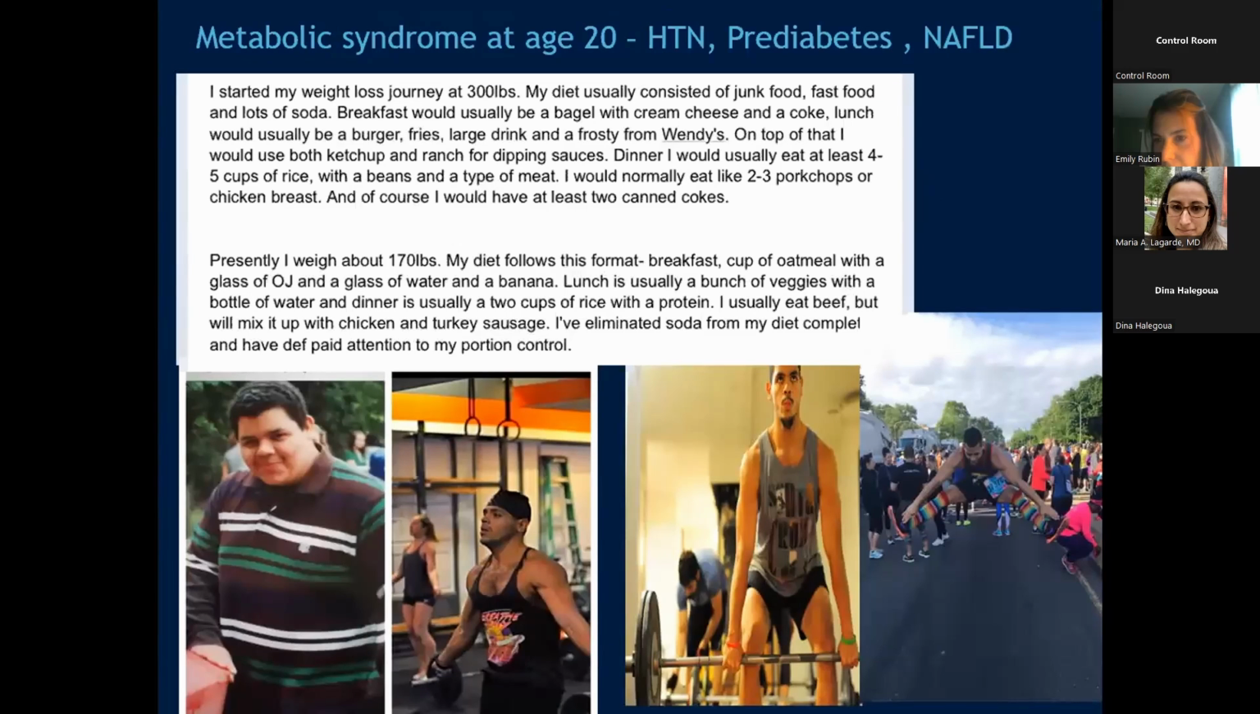And then this was one of our nurses here that worked with us. He was 20 years old with fatty liver, pre-diabetes. And you can actually see here that he changed his diet. We worked together. He was 300 pounds. Now he's 170 pounds. He's run the Broad Street Marathon and competed in multiple events.